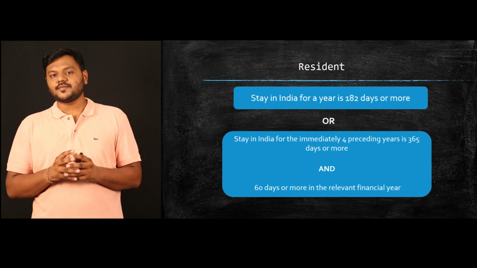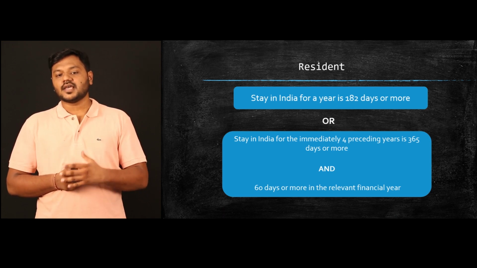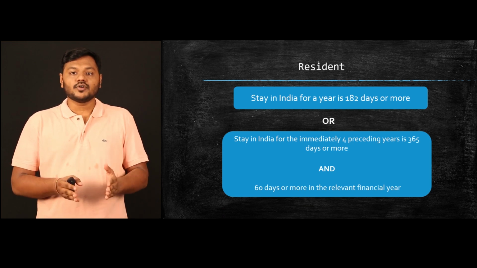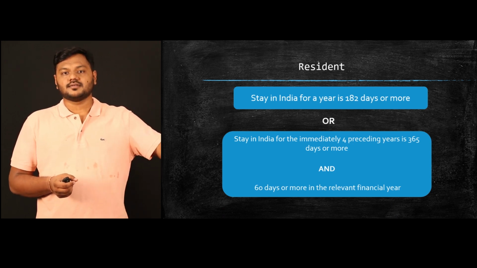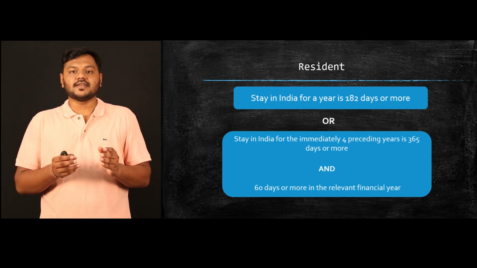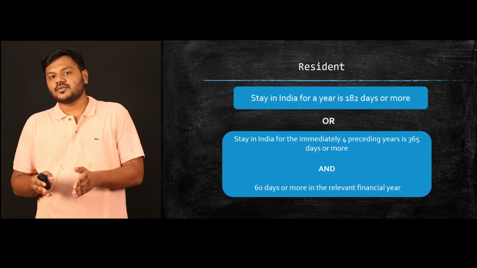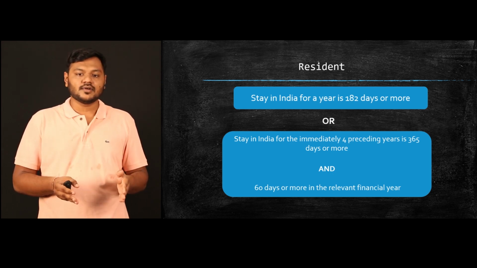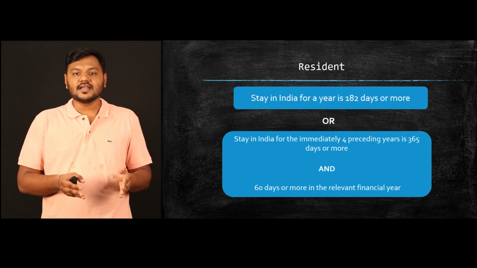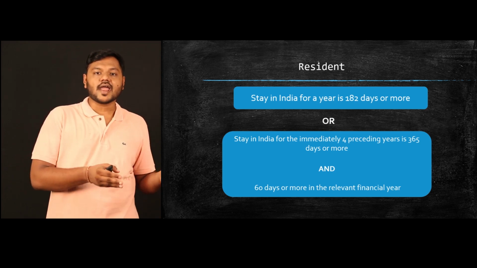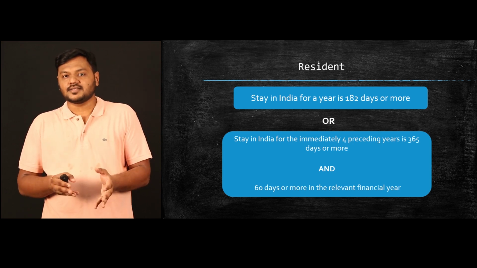Sounds a bit tricky. Let me elaborate. When I say a person has to stay in India for 365 days in the 4 preceding years, it means 4 years not including the previous year, rather 4 years before the previous year. When calculating 182 days, I need to calculate the previous year only. So if I am doing the calculation for assessment year 1920, 182 days will be determined for the year 1819. However, the 365 days in total would not include 1819. Rather, that would be 1718, 1617, 1516 and 1415. And in those 4 years combined, he has to stay in India for at least 365 days.